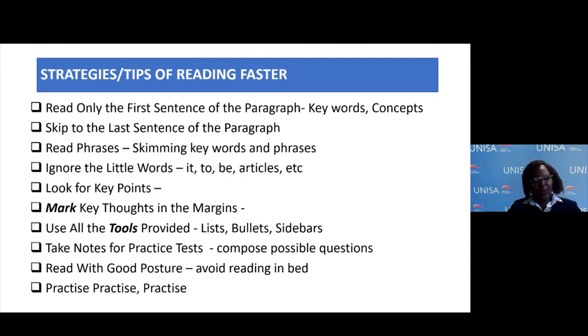Now, I spoke about the two strategies. So here are the tips in detail. Say you have registered 6 modules or 7 modules, it's a lot of reading that you need to do. Therefore, you need to be able to read faster. And reading faster doesn't mean that you just read like a newspaper. Remember, you are reading for knowledge. You're reading to learn. So if you are reading to learn, what are the tips that will help you go through this lot of material?